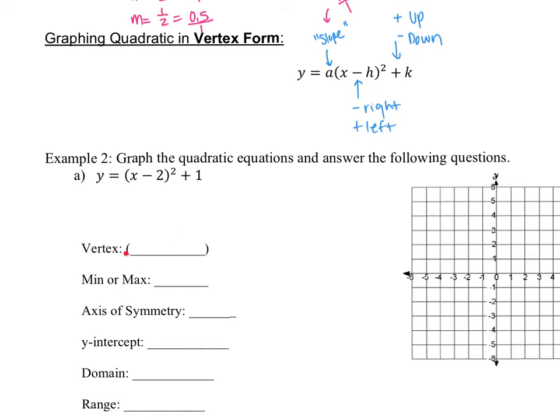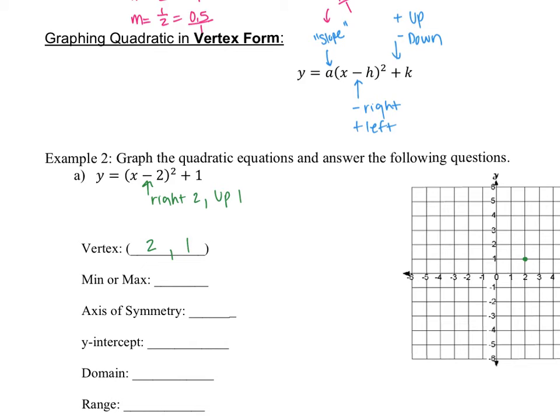So let's start with the vertex here by looking at the shift. You have a -2, which means that you're going to be shifting to the right 2, and a +1 on the outside is a vertical shift up 1. So from the origin, we're going to shift right 2, up 1, and plot our point. So it looks like our vertex is at (2, 1).